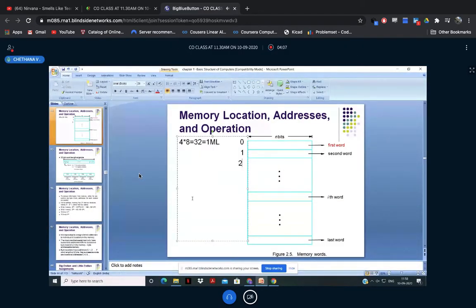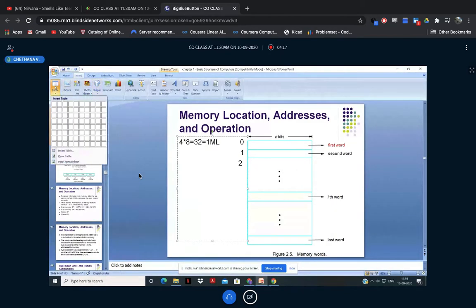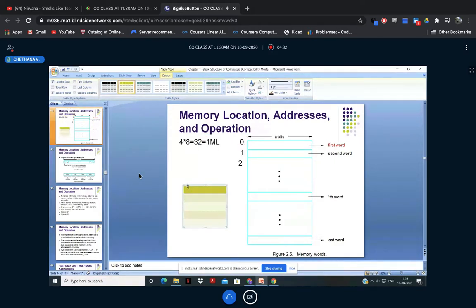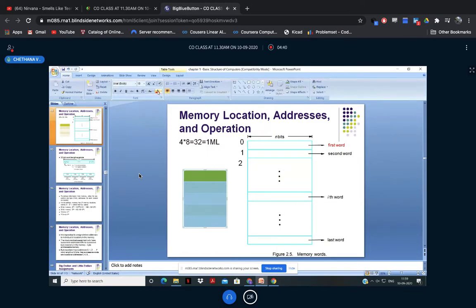Now come to the point. Suppose I'll take one very small thing which is required for you, very, very important for you. That is why I'll take a separate memory location. This is also a memory location like that. I want you to make the concept very clear. That's why. Now this is my memory location.